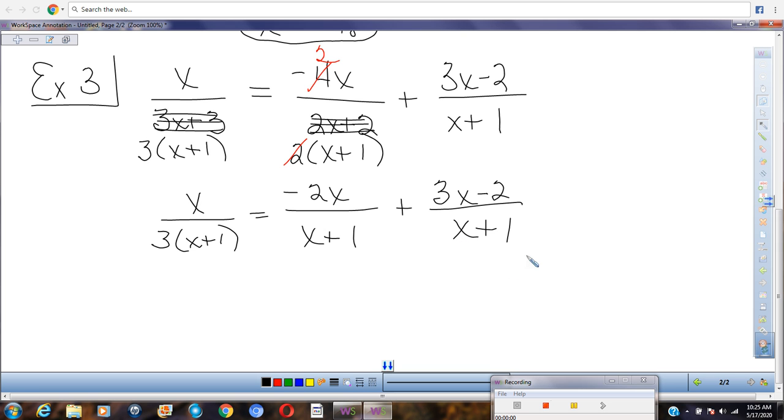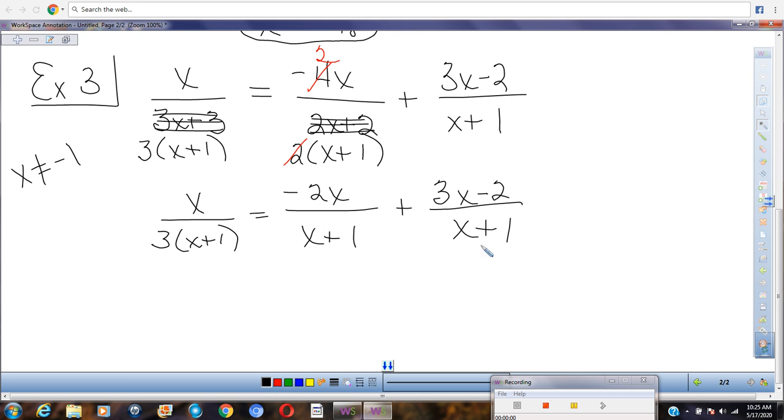Let's state our restrictions. X cannot equal. In this one, we have a factor of 3 and an x plus 1. So x cannot equal negative 1. It's what makes the denominator 0. Any place there's a variable in the denominator. In this one, there's a variable in the denominator. If I set that equal to 0, we cannot have negative 1 as well. And then this last one, that denominator equal to 0, I cannot have a negative 1.